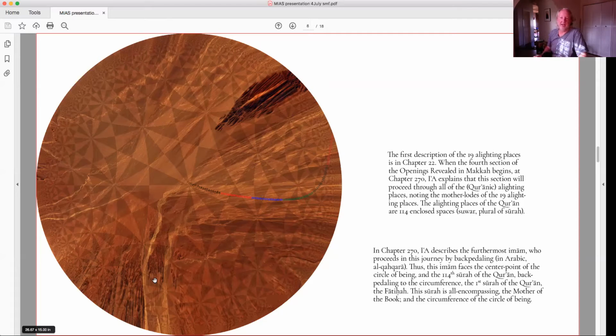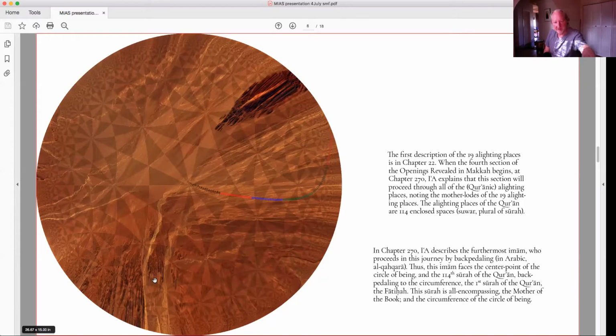as experiences, as states. And the other thing is the imagery that Ibn Arabi will work with here. In this chapter that he begins with, the furthermost imam, or the pivot, is moving from the center point to the circumference by backpedaling, by going backwards. So he's always facing the center point and then walking backwards and getting to the circumference, the last part.